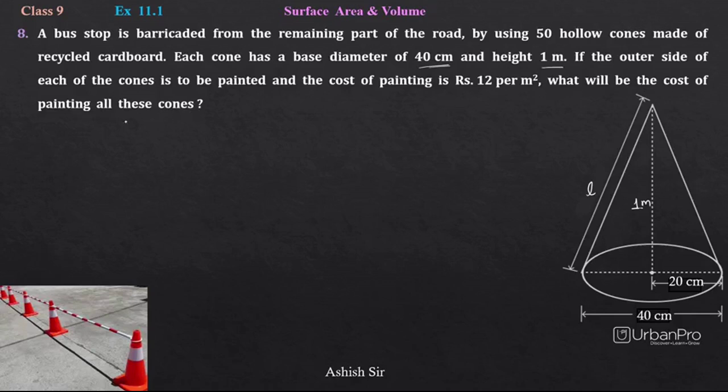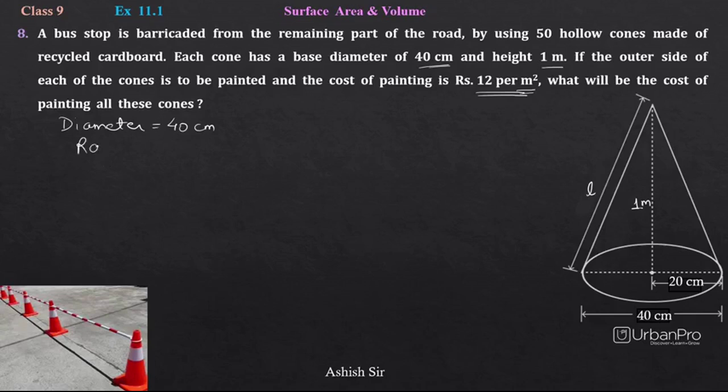So first of all, we see the diameter of the cone is given to us as 40 centimeters and the height is given as 1 meter. Now both are in different units, so we have to take one of the units. We will decide the unit from the cost. Cost is in meter square, so we will take the units in meters.